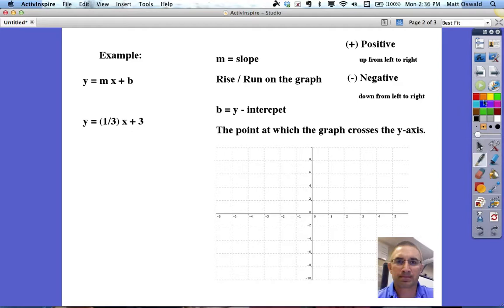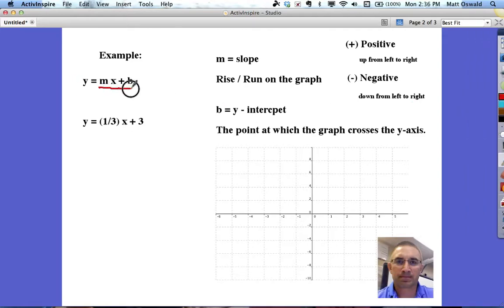Again, we're going to be working in that same form, y equals mx plus b. And here's going to be my example of y equals 1/3 x plus 3. Again, the m and the b are important parts of the equation. I'm going to start with the b to graph because that's going to be my starting point. So in this case, b equals 3 is going to be where I start on the graph.